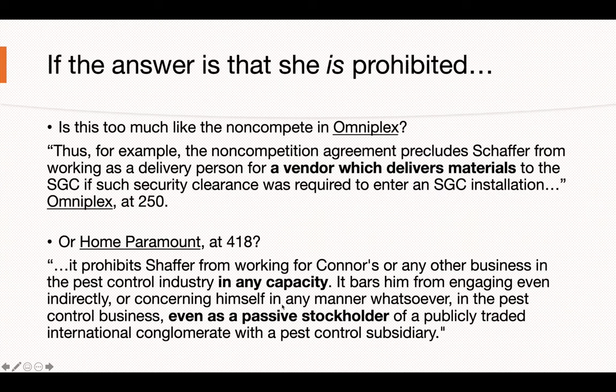I would also look at the other case where the court found the non-compete to be unenforceable. In Home Paramount, this is what the court said there, that it prohibits Schaefer from working for Connors or any other business in the pest control industry in any capacity, which they think is overbroad. It bars him from engaging even indirectly or concerning himself in any manner whatsoever in the pest control business, even as a passive stockholder. So now you have two examples where the non-competes would prohibit working as a vendor or working as a passive stockholder. So is our non-compete closer to those, or is it closer to the clauses which have allowed everything except for direct competition in those three other cases?